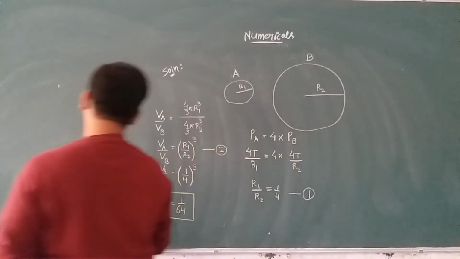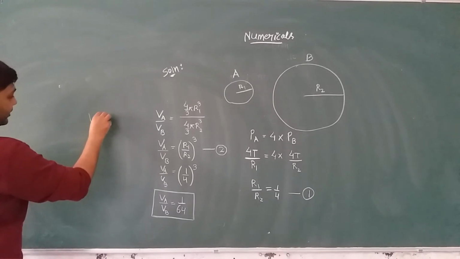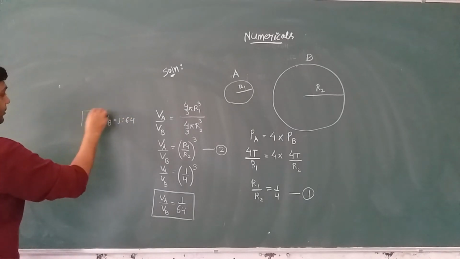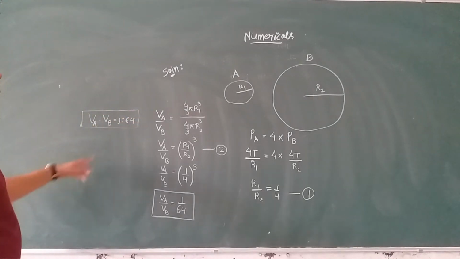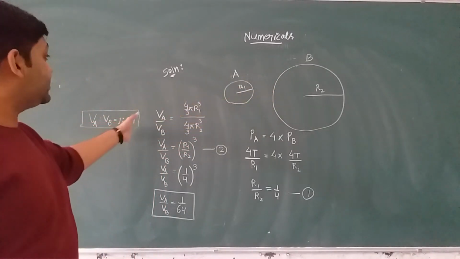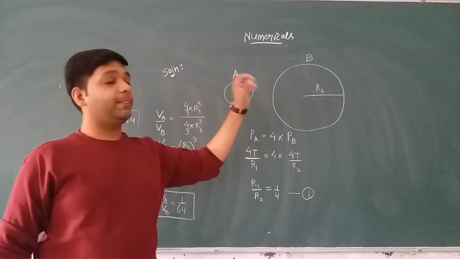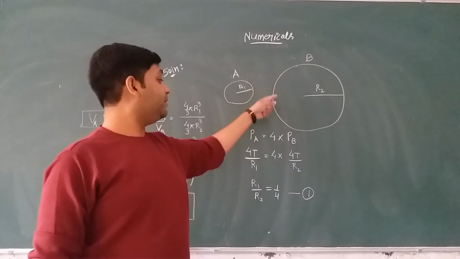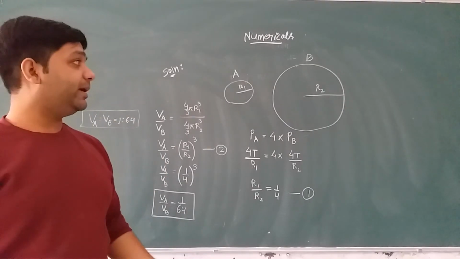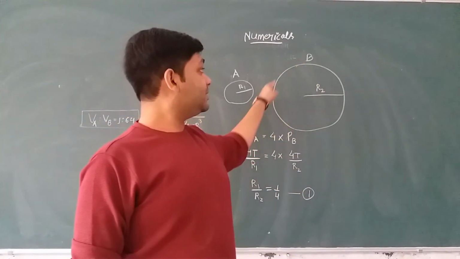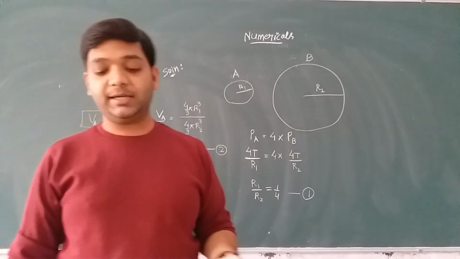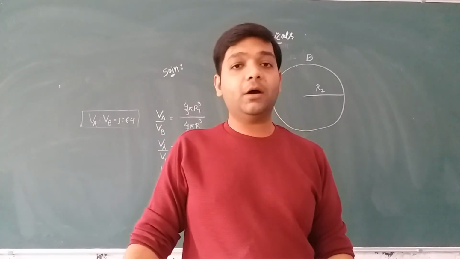So VA ratio VB. The volume of soap bubble B is 64 times the volume of soap bubble A. That means when the volume is 64 times, the value of excess pressure will be 4 times less. When the radius is 4 times bigger, the value of excess pressure is 4 times smaller. Okay? I hope you have got this. Now write down the next question.